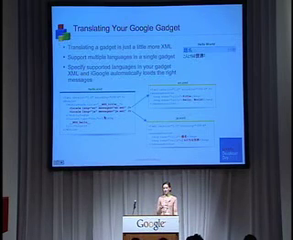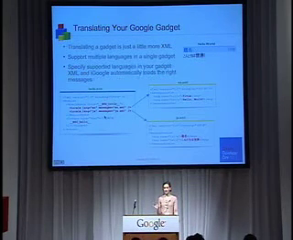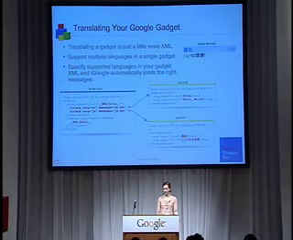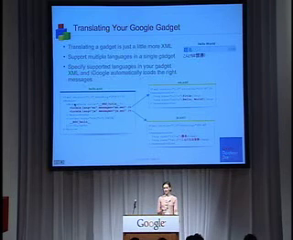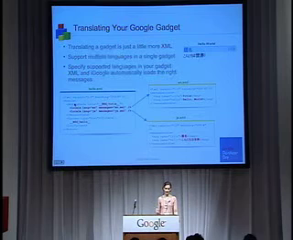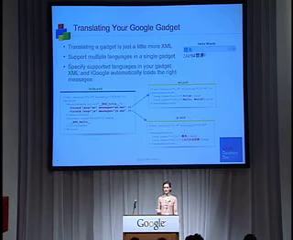So iGoogle will automatically load the right messages for the user's language. If the user is a Japanese user, it will automatically load the Japanese file if you define these tags here in your original gadget. So for every locale you want to support, and by locale I mean a language and country pairing, you can have a file for English. You can also have a file for Canadian English.